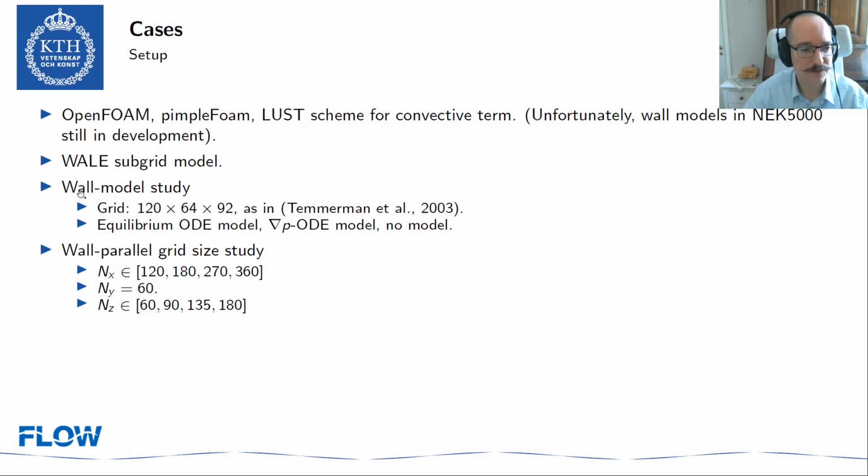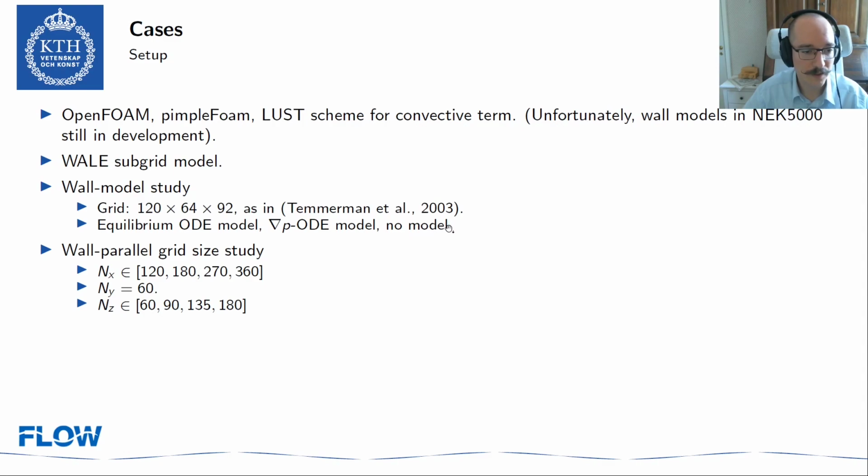I'm going to present results from two studies. The first one focuses on the choice of the wall model. Then we fix the grid to something which has been used in the previous study by Temmerman in 2003. It's a relatively coarse grid, as you can see here. I'm going to test three models: the equilibrium ODE model, the pressure gradient ODE model, and just not using a model at all.